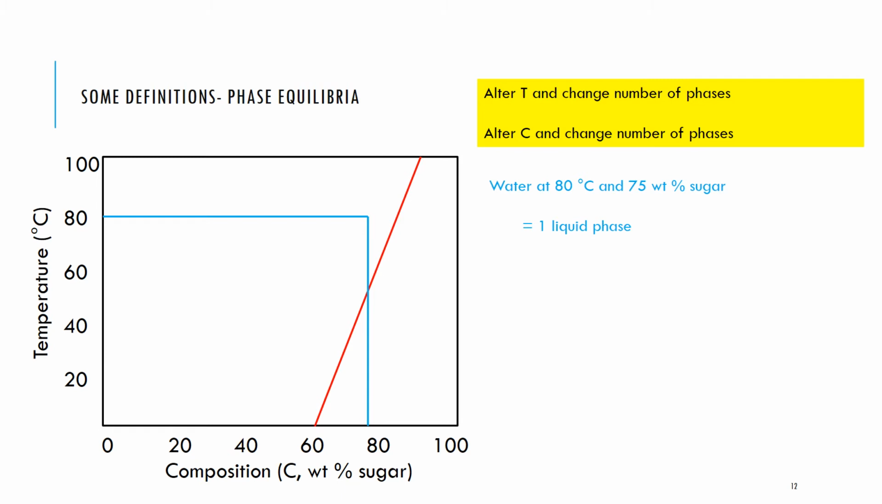Similarly, I can change the number of phases by changing either the temperature or the composition. So have a look again at our graph for our sugar-water system. If we take water at 80 degrees Celsius and a composition of 75 weight% sugar, I've got one homogeneous liquid phase. If I were to decrease the temperature, then I cross that solubility limit line. And I've now got two phases present because I can't get as much sugar into my water system as I could at 80 degrees Celsius. So I've now got a solid and a liquid phase present. So by decreasing the temperature here, I've changed the number of phases.